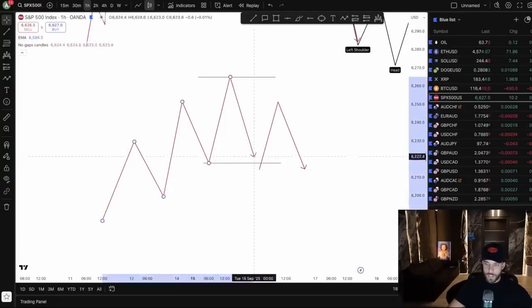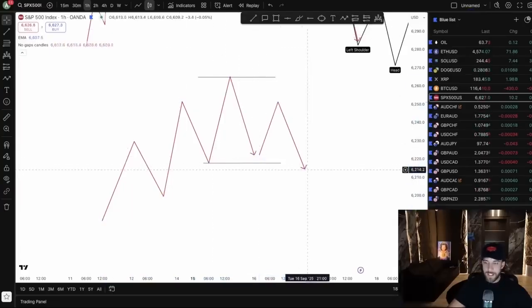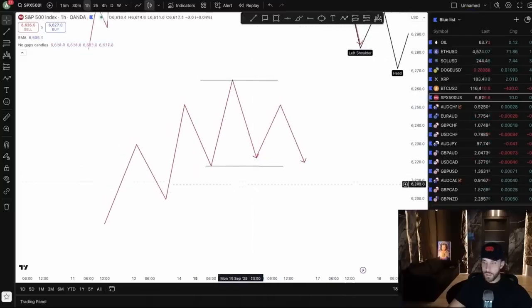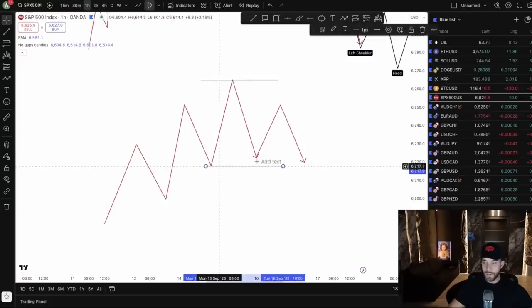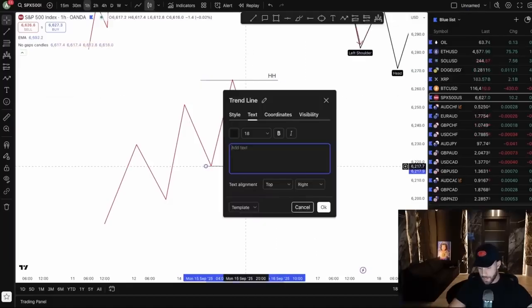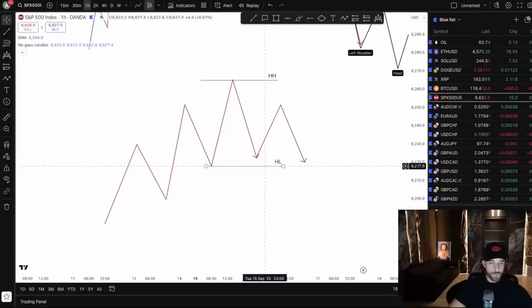Now, this right here is not a valid head and shoulders. We all know this, right? We know that this right now is a higher low and that this is a higher high. We have gone through this 100 times already. This is a higher high. This is a higher low. And we know since we have not broken below this, we are still bullish.